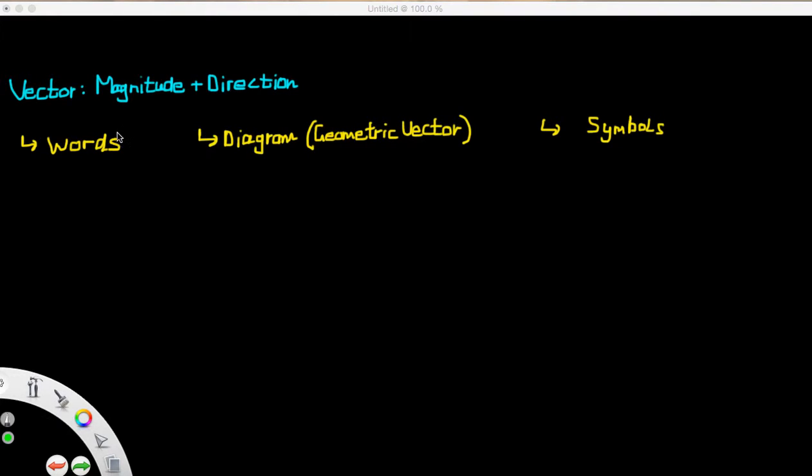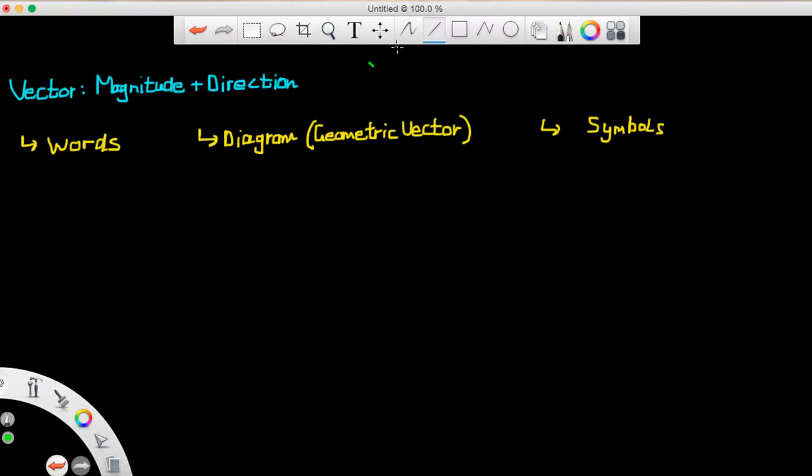You can represent a vector in words, for example, as 5 kilometers at an angle of 30 degrees. That same representation can be done in the form of a diagram or geometric vector. This is probably the easiest way of representing a vector, and it is using a line, a line with an arrow. The arrow represents the end point, and we've got the starting point.